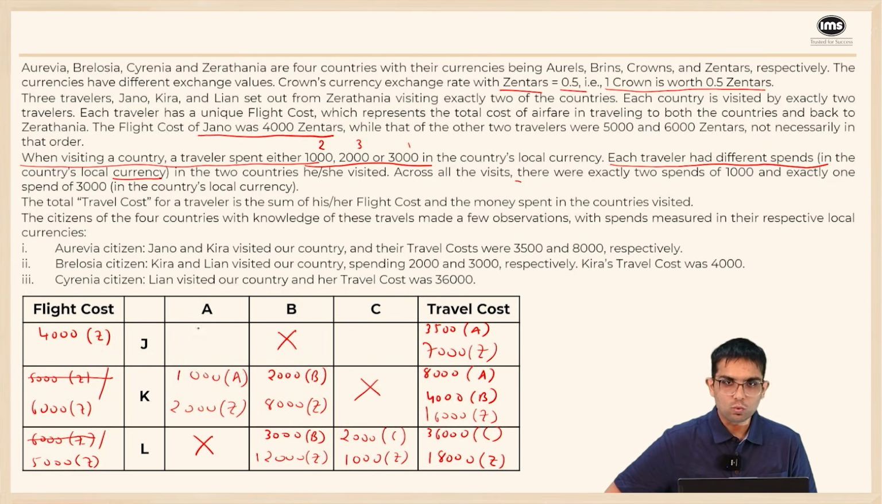If I put this as 2,000, in Z it will become 4,000. So 4 plus 4, it will become 8,000. We are restricted to 7,000. Hence, it cannot be 2,000. It has to be 1,000 A, which turns out to be 2,000 Z. And the remaining part, this will be 2,000 C, which can be written as 1,000 Z. So you can find out 4 plus 2 plus 1, that is 7,000 Z.